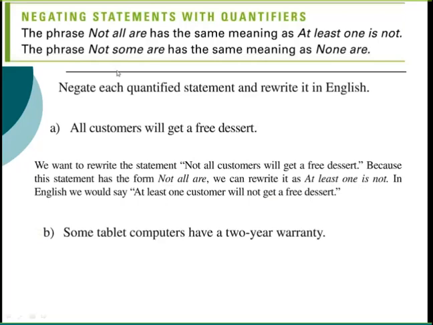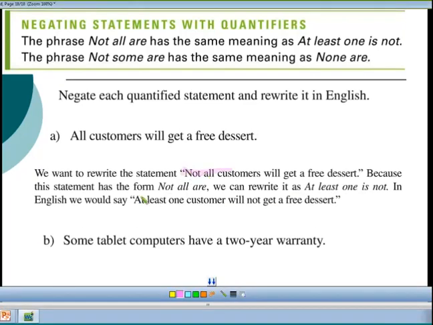So what we're looking at here is that not all can be rewritten positively: at least one will not get one. So at least one customer will not get a free dessert, or not all. I hope you see the connection between these two. Not all will get a free dessert matches up with at least one will not get it.